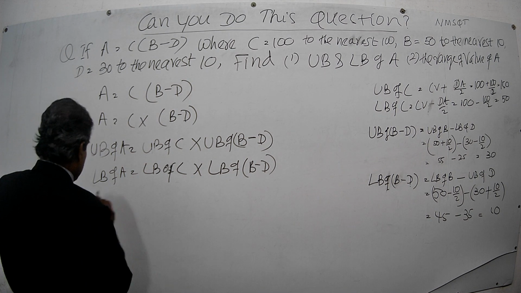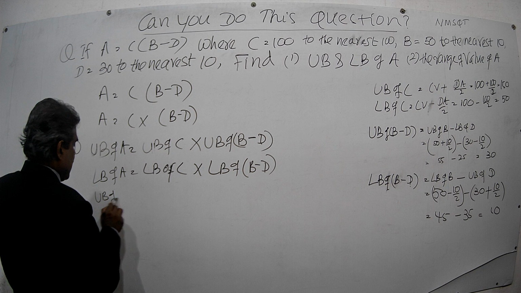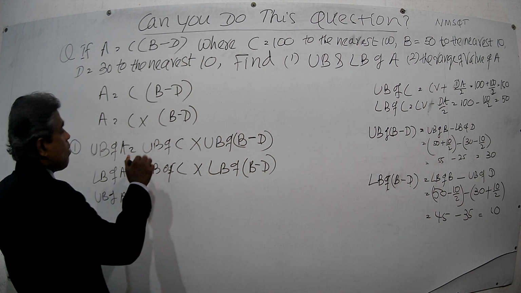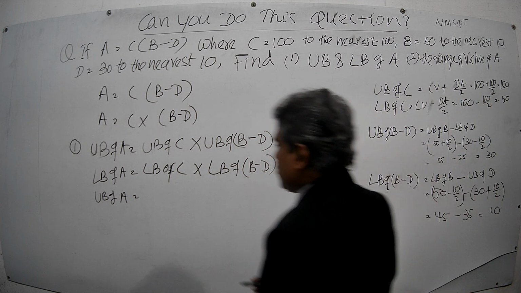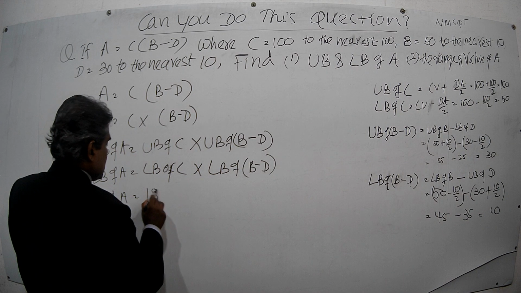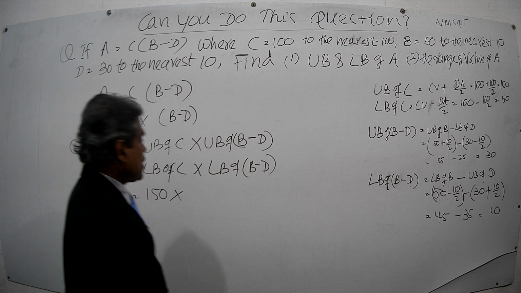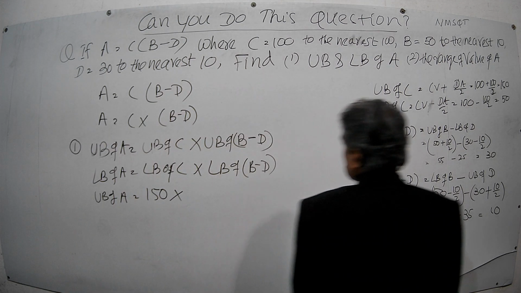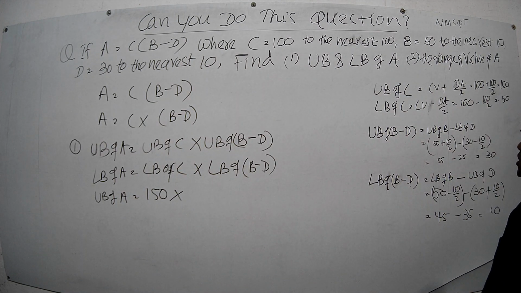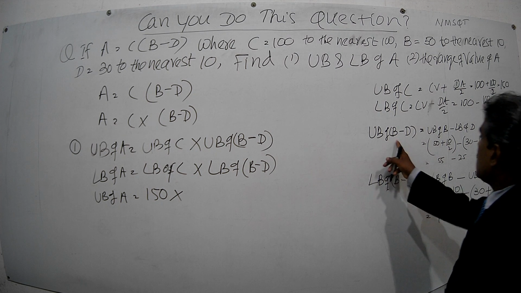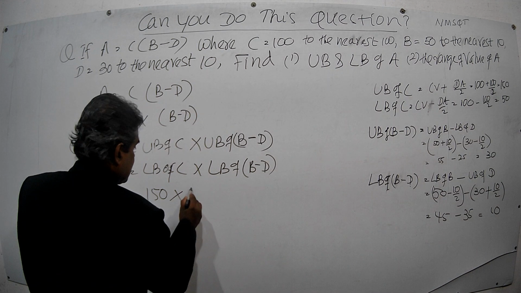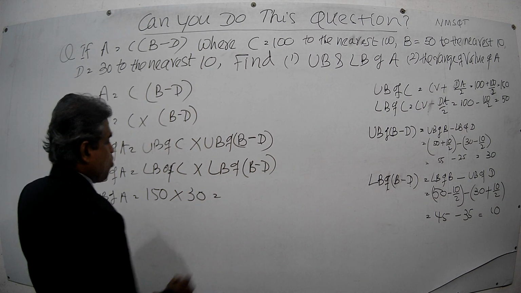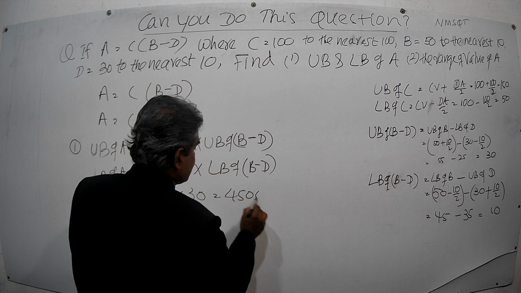Then we write upper bound of A here. Upper bound of C is here 150. Then multiplied by, what is that? Upper bound of B minus D. Where is the upper bound of B minus D? This one, here 30. Multiply those two. You are getting how much? 4,500. Okay, that is the upper bound.